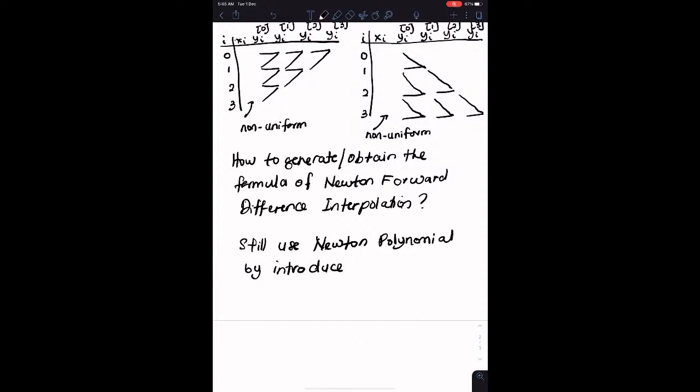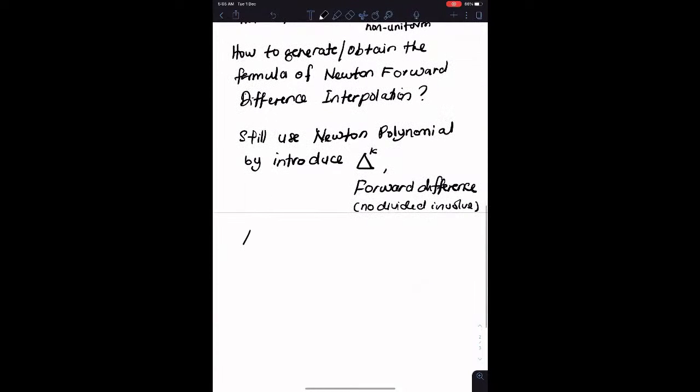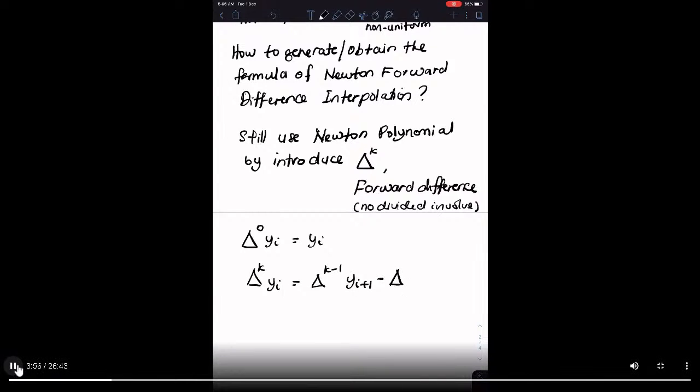Let me introduce the notation of the triangle. The forward triangle is what we call the forward difference. The other notation, the backward one, is the backward difference. Make sure there is no division involved, because x0 minus x1 is equal to x1 minus x2, and so on.